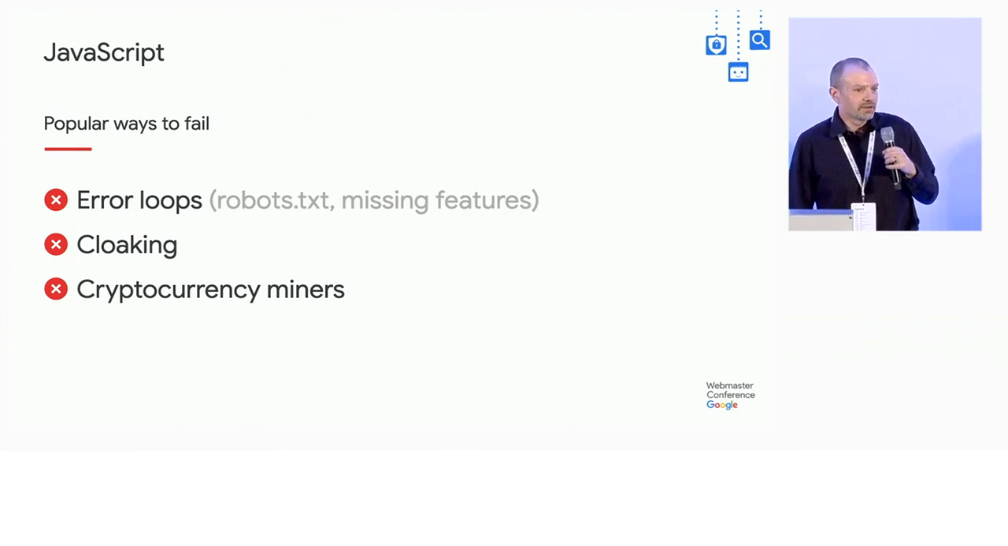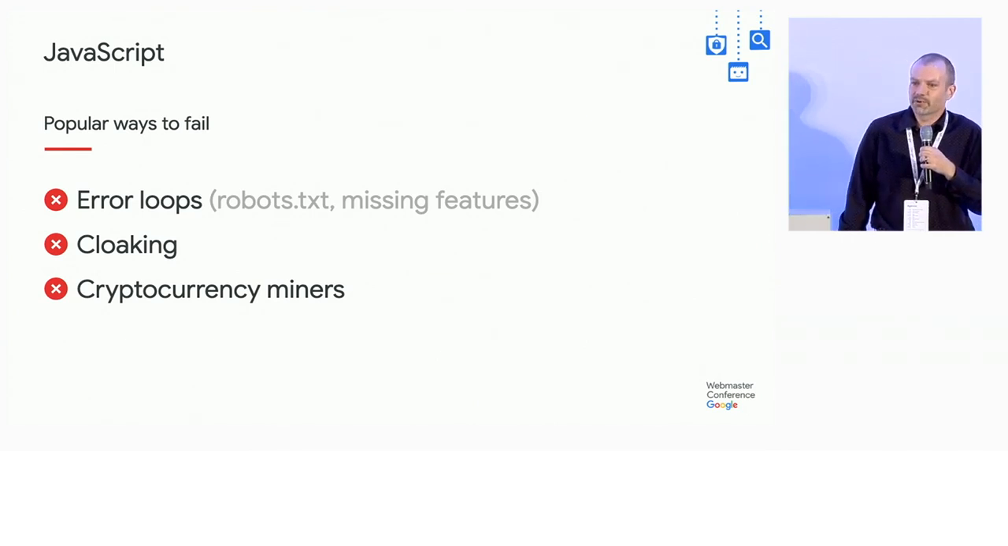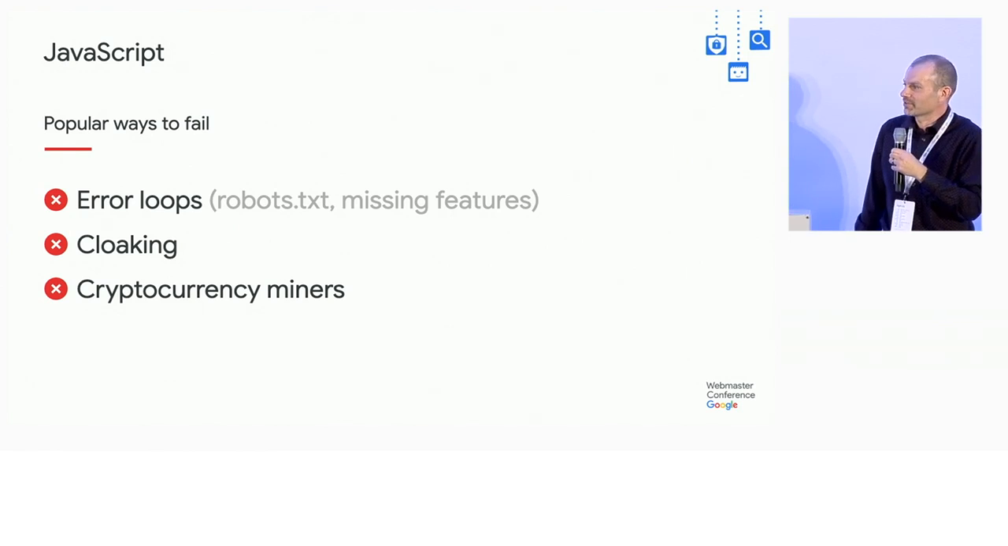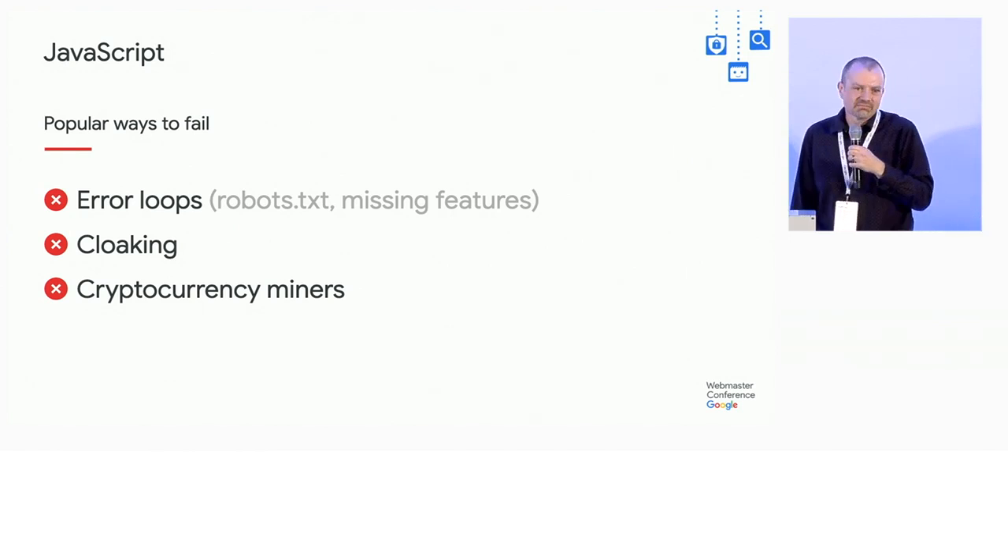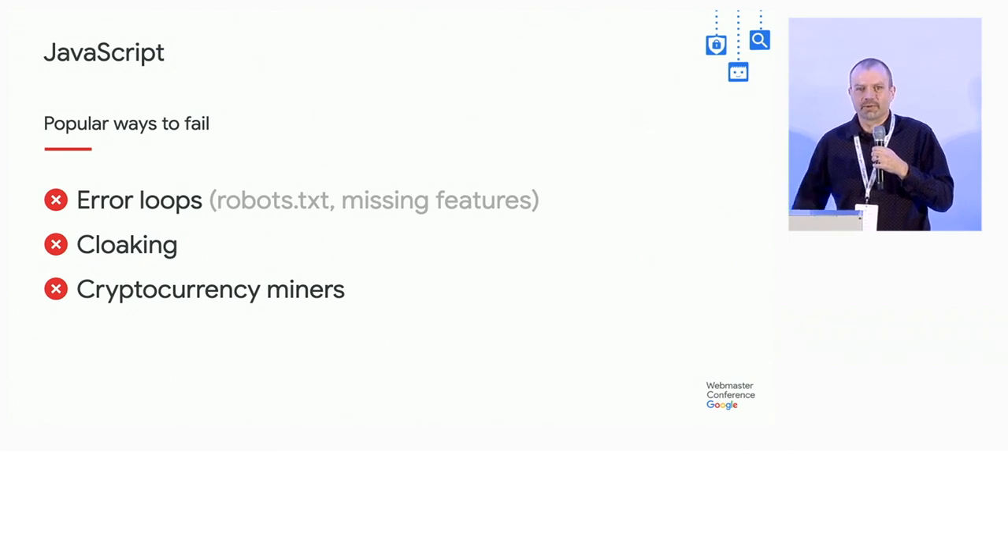Missing features are another way to do this. So you can try and use a feature that doesn't exist on Googlebot. For example, you can't use WebRTC, right? It's sort of an interesting networking feature. We just don't support that. So if you fail on that and spin, that's bad.